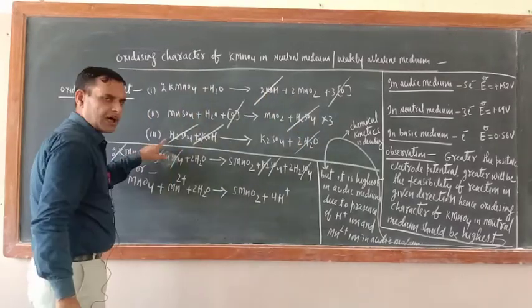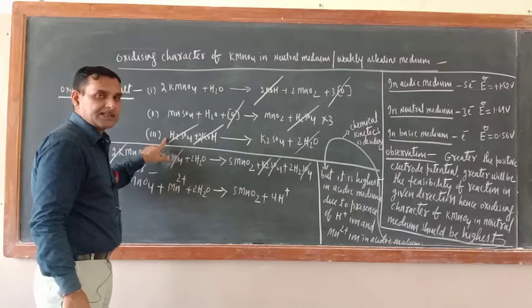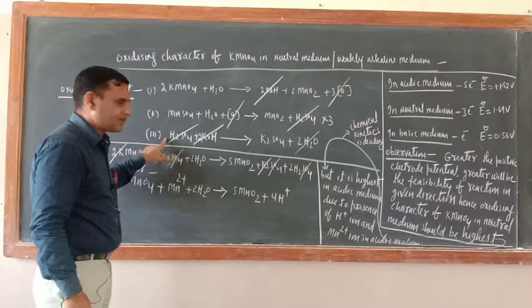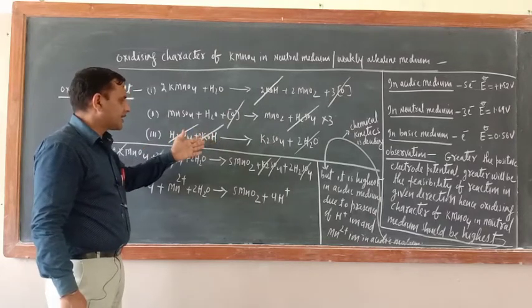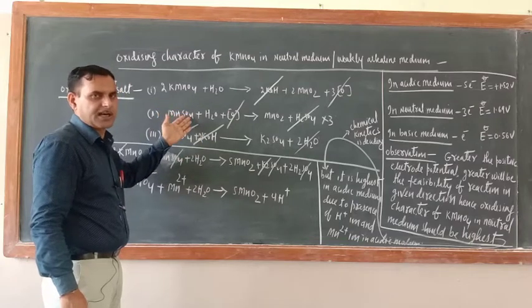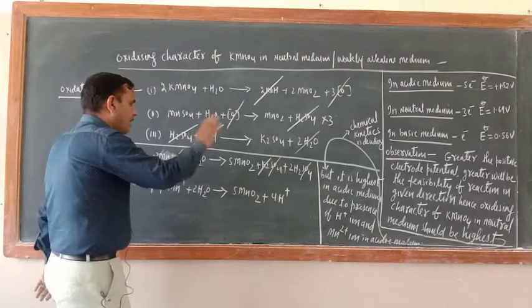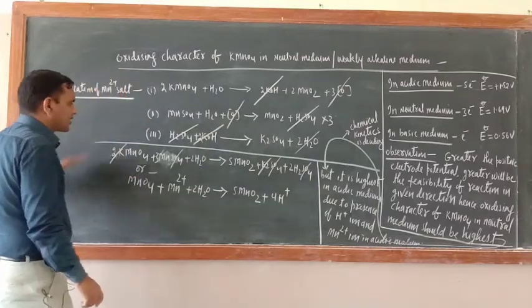So a third step should also be written. What is the need of the third step? We have to neutralize alkali and acid, acid and base we have to neutralize. So this reaction has nothing to do with oxidation and reduction character. It is related to the neutralization reaction. Okay. Now just see, add all the 3 steps.